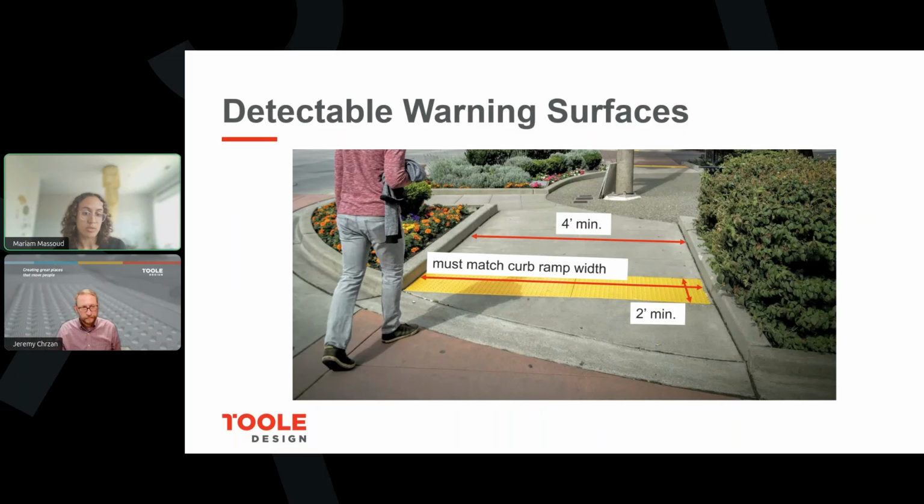For designers, what's more important to know is the dimensions of not the specific truncated domes, but the overall detectable warning surface. So it has to match the width of the curb ramp. And then it has to have a depth of 2 feet minimum. So the ramp has a minimum width of 4 feet, but the detectable warning really has to match the width of the ramp. So if you go wider than 4 feet for your ramp, you can't have only 4 feet for the detectable warning. It has to match the same width as the ramp.